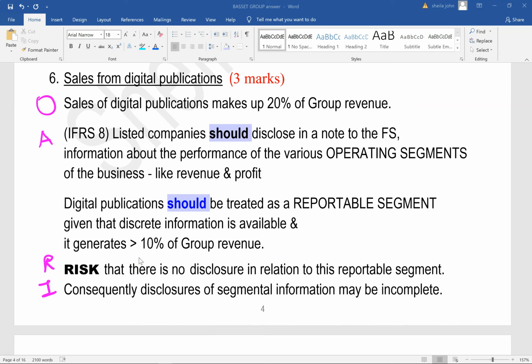Risk here is that there's no disclosure in relation to digital sales because at the moment they are showing it under the category of the publications, the newspapers and the magazines and things like that. They really should split it up into hard copy sales and digital sales as well.